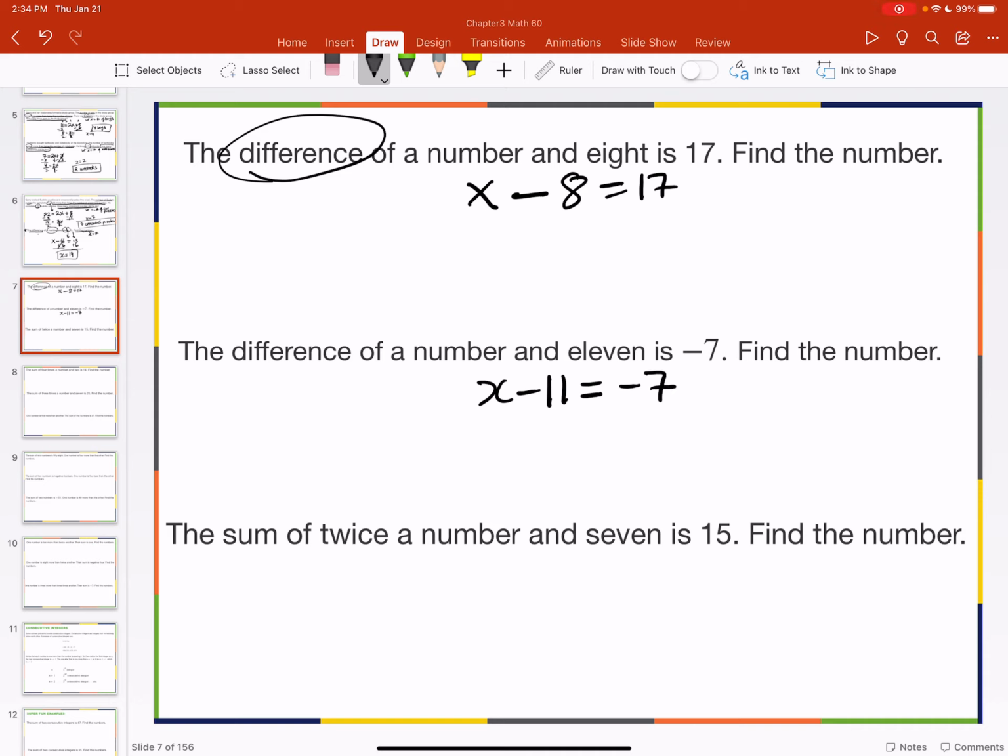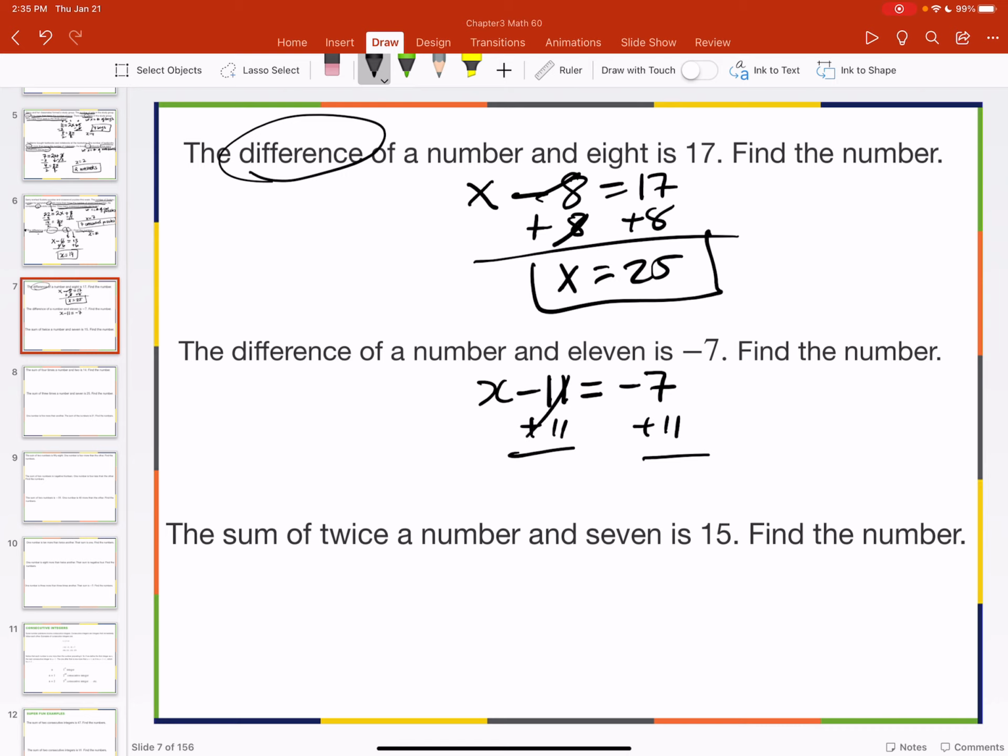Okay, what about this one? This one, well, let's first do the difference ones. Let's solve them. So then all we need to do to solve these is just add both sides, right? So X is equal to, in this case, this is 25. How about here? Let's add 11, right? So X is equal to 4, okay?